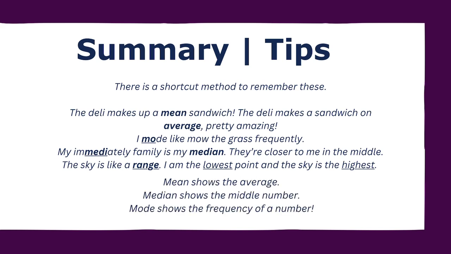So, in summary, mean shows the average, median shows the middle number, mode shows the frequency of a number, and the range shows the distance of 2 points, essentially. That's how I like to look at it.